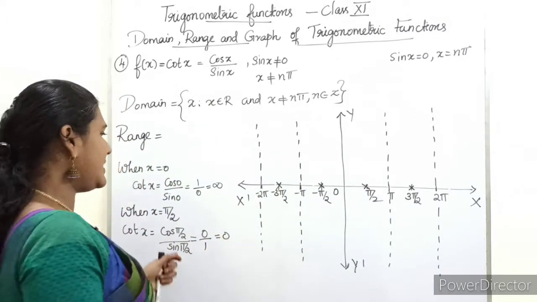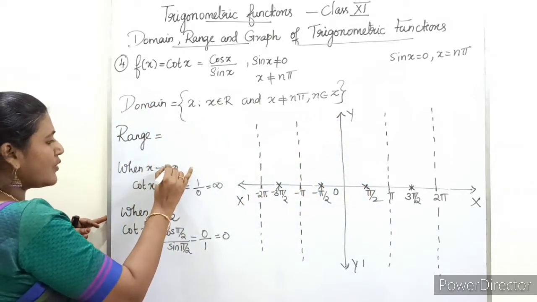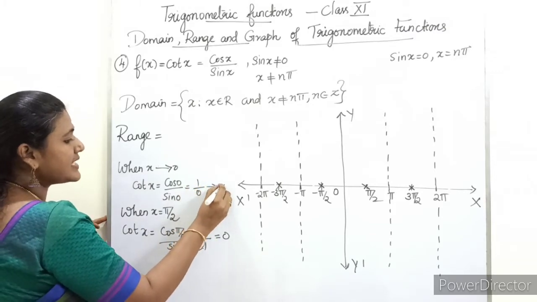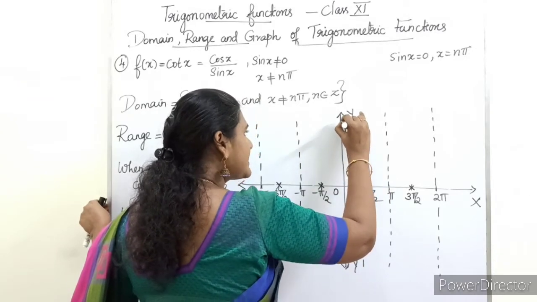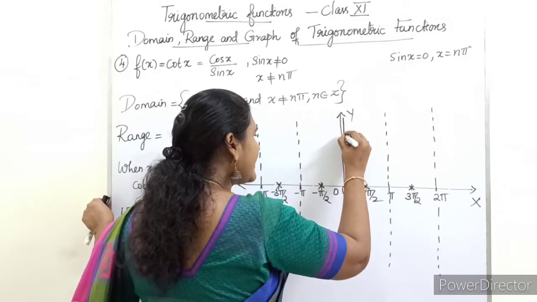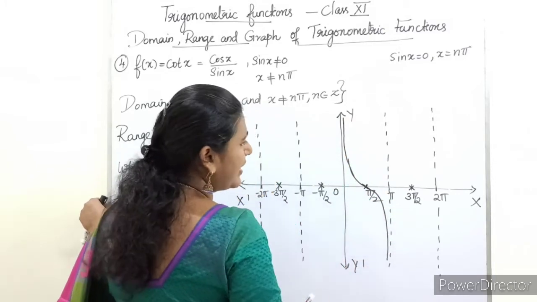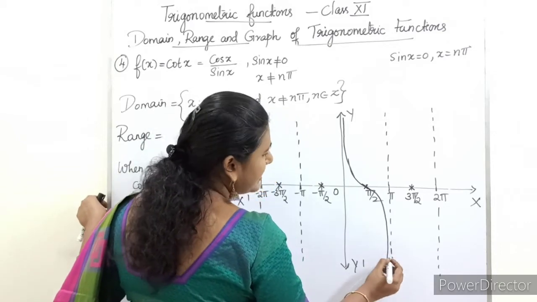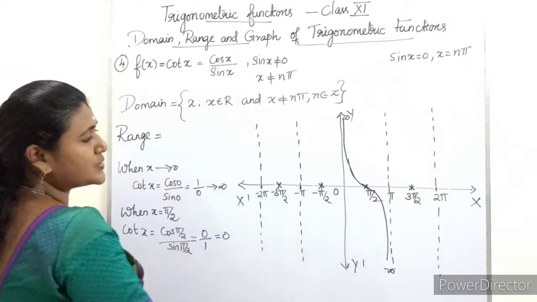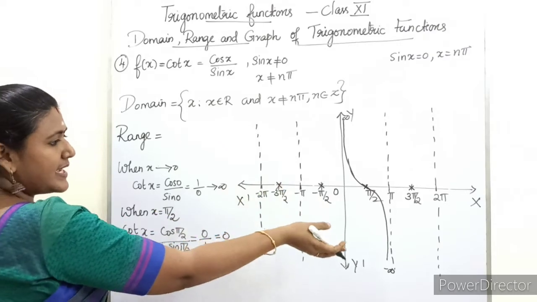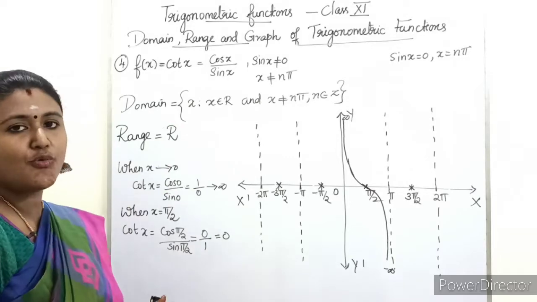So when x tends to 0, cot x tends to infinity. So the graph will be like this, and here it will go in the downward direction. When x tends to pi, the graph tends to minus infinity. So the value of cot x can take values from minus infinity to plus infinity. Therefore the range is the set of all real numbers.